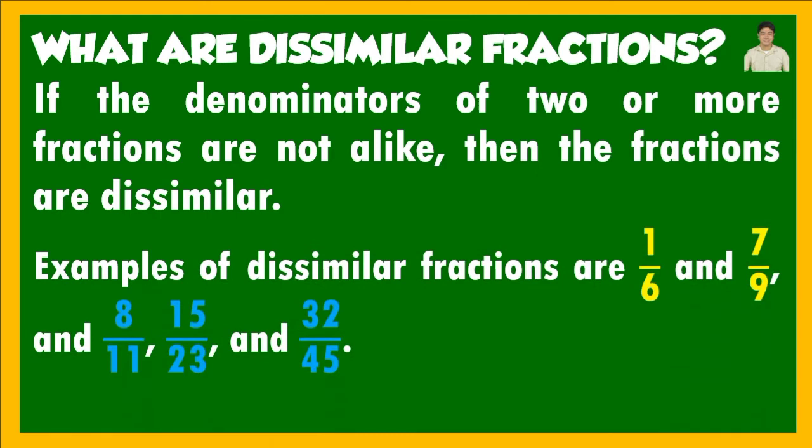So examples of dissimilar fractions are 1 over 6 and 7 over 9. As you can see, for 1 over 6, the denominator is 6. For 7 over 9, the denominator is 9. Next, 8 over 11, 15 over 23, and 32 over 45. So magkakaiba po yung kanilang mga denominator.